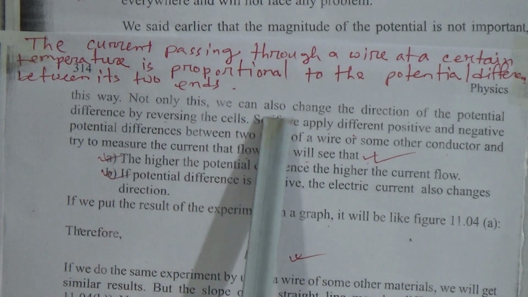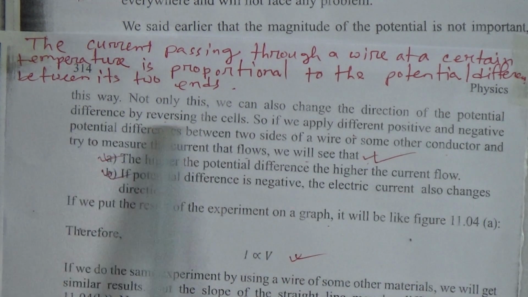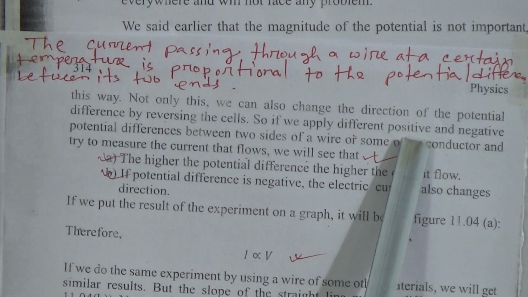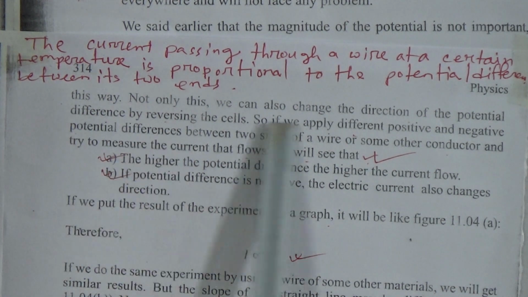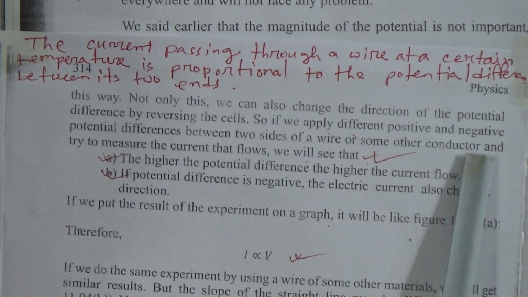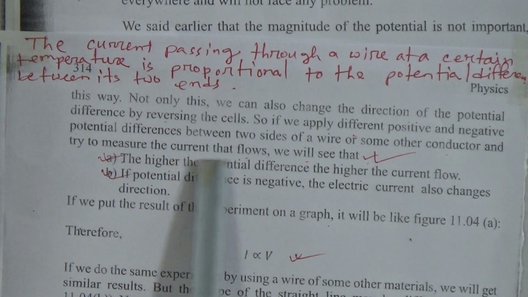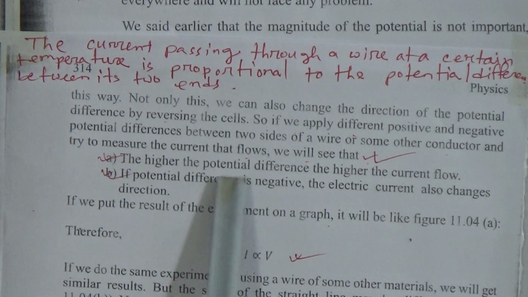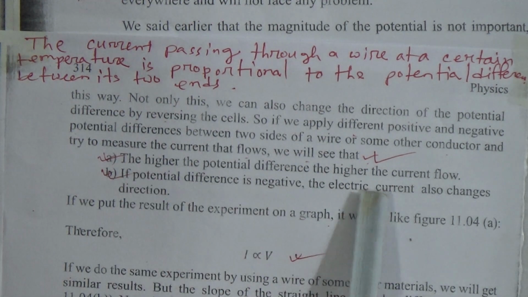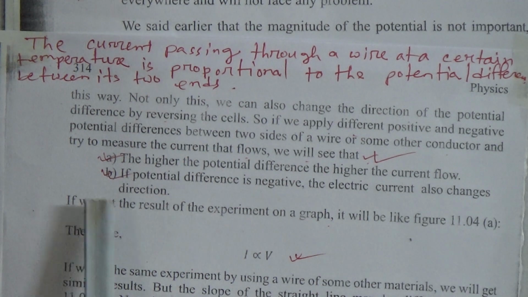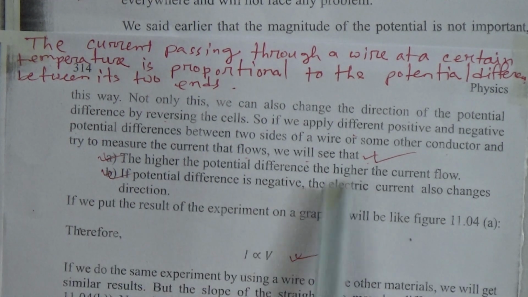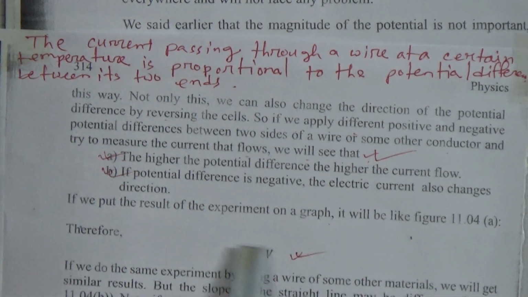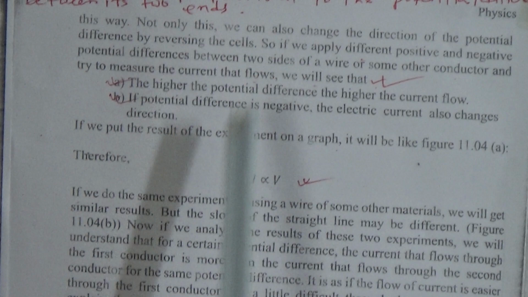And not only this, we can also change the direction of potential difference by reversing the cells. So, if we apply different positive and negative potential differences between two sides of a wire or some other conductor, and try to measure the current flow, we will see that, number 1, the higher the potential difference, the higher the current flow. And if the potential difference is negative, the electric current also changes its direction. Therefore I is proportional to V.